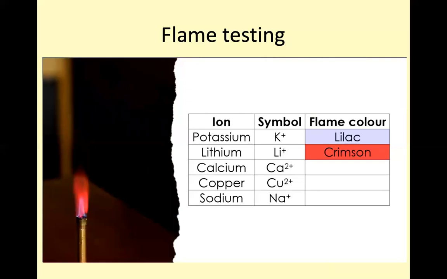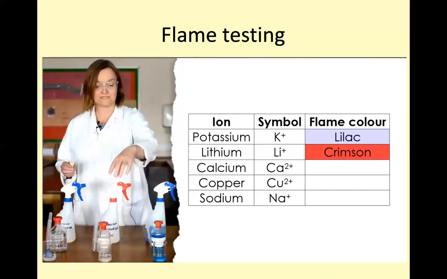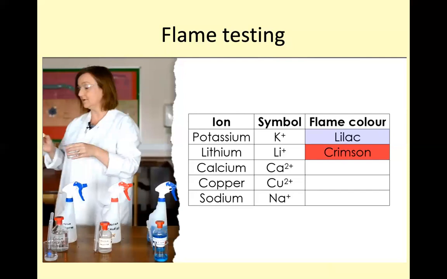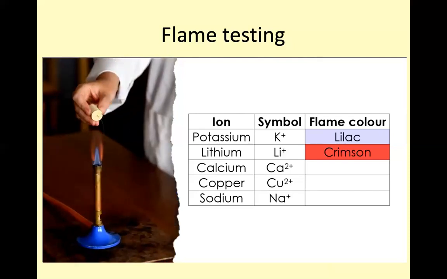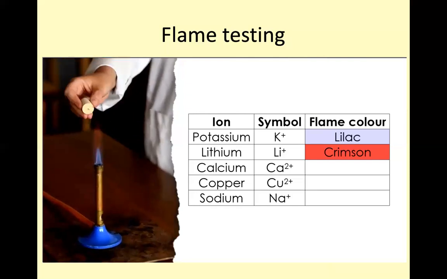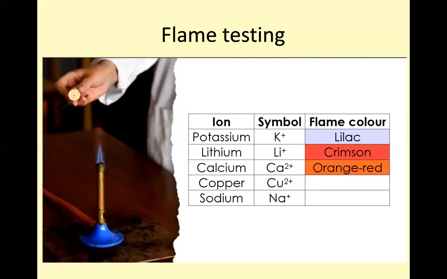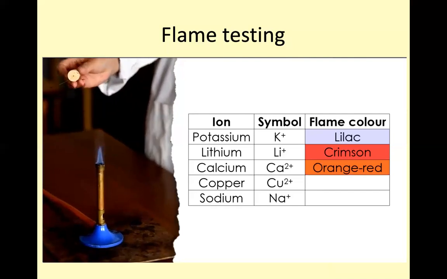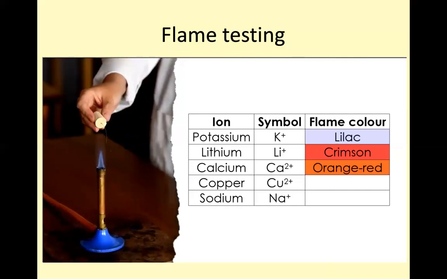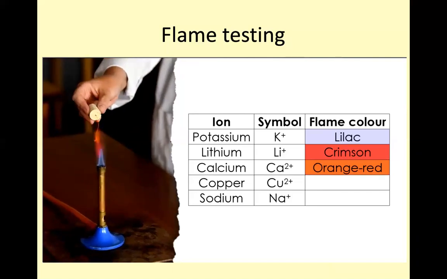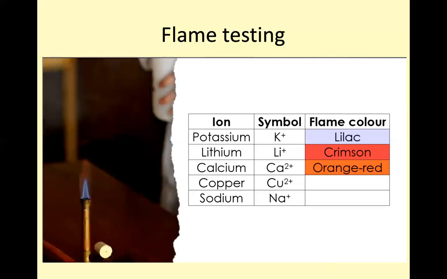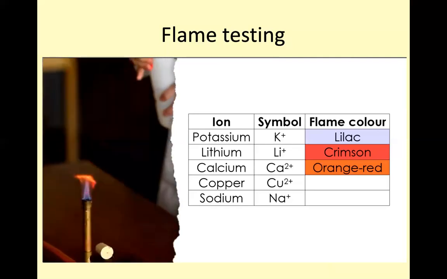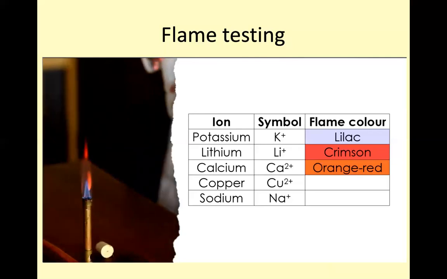Having cleaned my loop again, I'm going to move on to metal number 3, which is calcium. The colours are quite similar. Watch carefully. You still get a slight reddish colour, but calcium is described as an orange red flame, whereas lithium is described as crimson red. Make sure you don't get those two muddled in your exam. If we try the spray, we get a much more orangey flame than we did with the lithium.